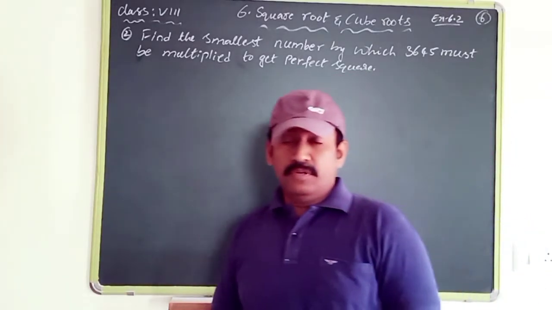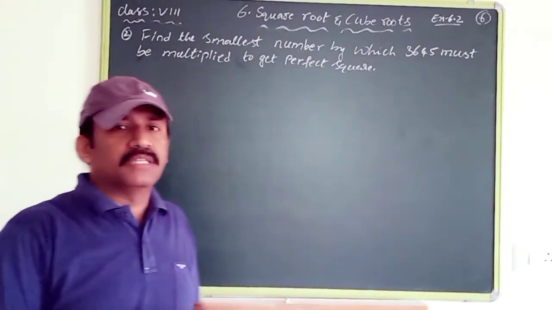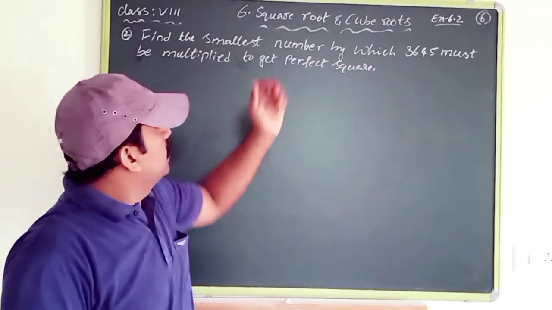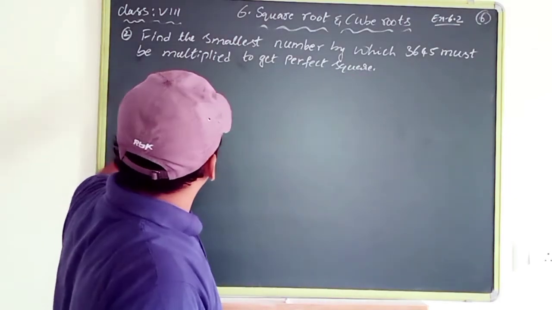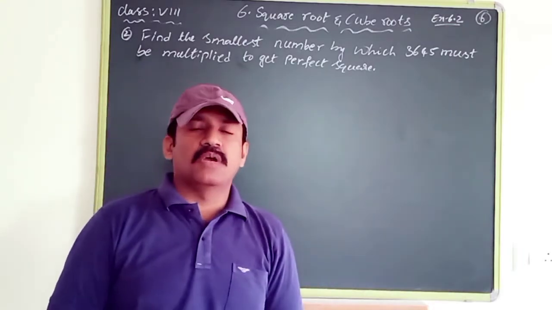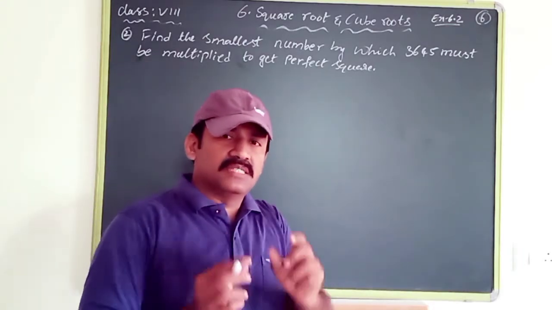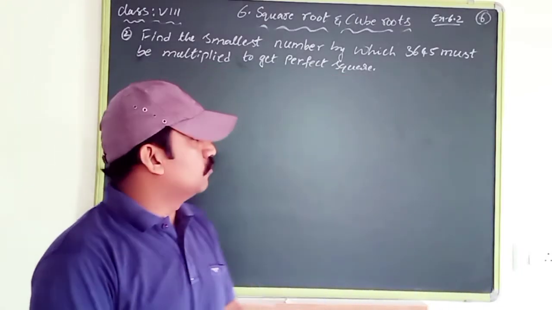So today we are going to discuss perfect squares and non-perfect square numbers. Just look at the question here. Find the smallest number by which 3645 must be multiplied to get a perfect square. That means the given number is not a perfect square. By multiplying it by some number, we should get a perfect square. So what is that number? We can find out.